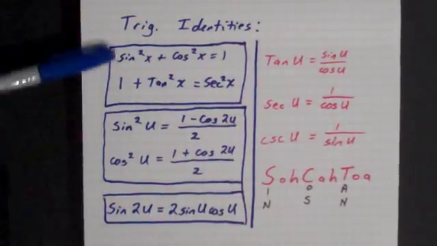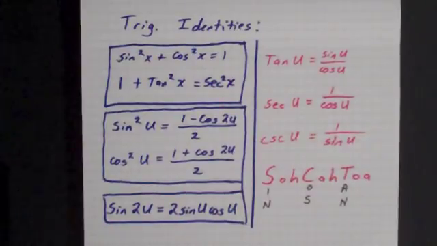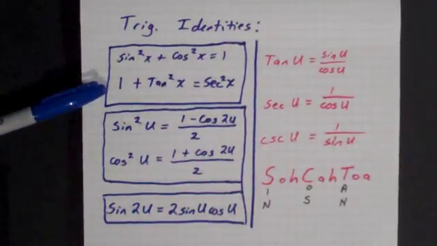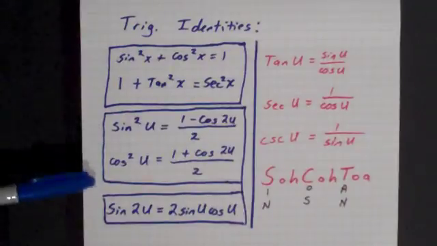These are the formulas you're going to need to know for the trig integrals and trig substitution in the upcoming sections. So, 1 plus tangent squared equals secant squared. Down here you have a couple more, sine squared of u and cosine squared of u. These are used very often.